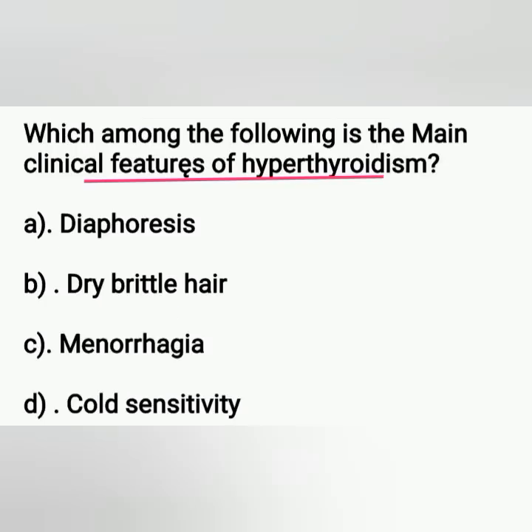The next question: which among the following is the main clinical feature of hyperthyroidism? Options: option A, diaphoresis; option B, dry brittle hair; option C, menorrhagia; option D, cold sensitivity. Our question is, what is the main clinical feature of hyperthyroidism?